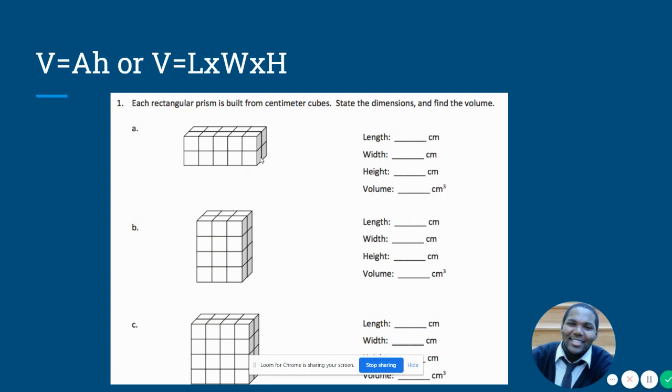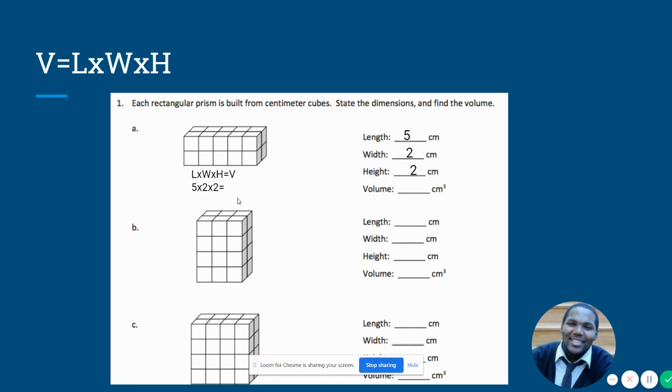What's the width? 1, 2. So we have a width of 2. The height? 1, 2. We have a height of 2. So you should be able to see that here. And we've basically plugged in our formula now for volume: length times width times height. So we're able to go home now, right?